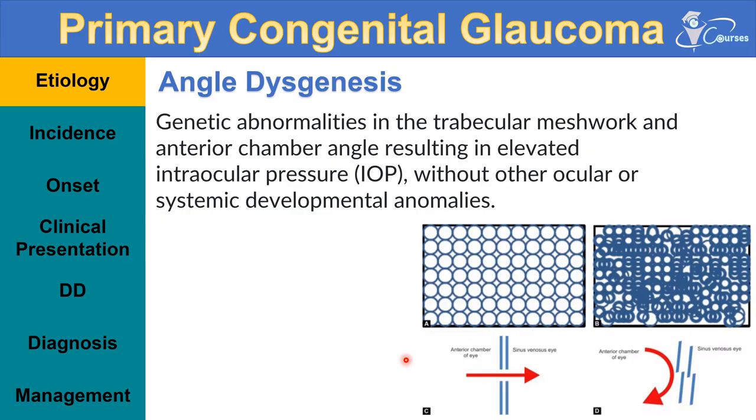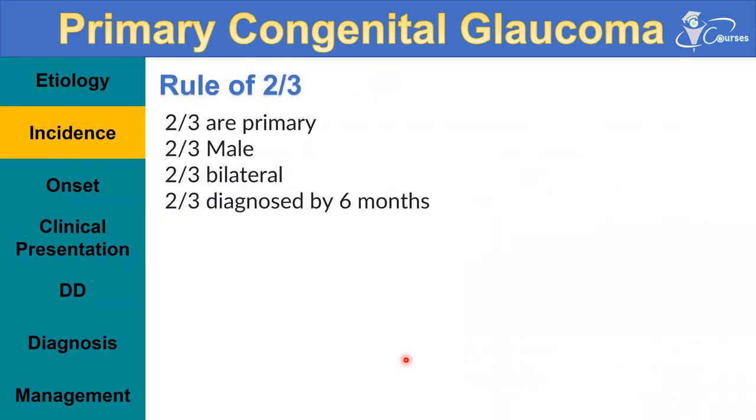The incidence of primary congenital glaucoma follows the 2/3 rule. This is also commonly asked in MCQ exams. What is the 2/3 rule? 2/3 of congenital glaucoma cases are primary, while 1/3 is secondary. 2/3 are male, 2/3 are bilateral cases, and 2/3 are diagnosed by 6 months. So it is not always that congenital glaucoma is diagnosed at birth.